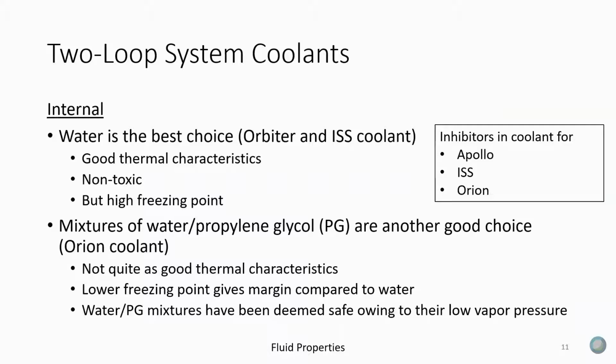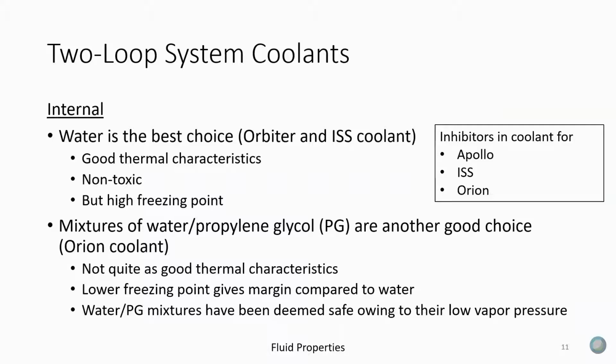So when we talk about two loop systems, water is obviously the best choice if we're going internal. And the risk, of course, is the high freezing point. That's because you have to run the water loop somewhere on the order of 40 Fahrenheit as a return temperature if you're doing condensation in the heat exchanger. So you've got to run your external loop colder than that to allow for temperature difference across the interface heat exchanger, and you're at risk of freezing.